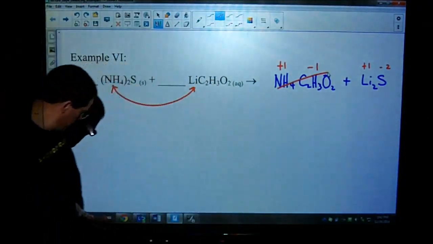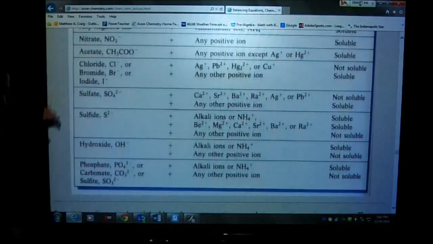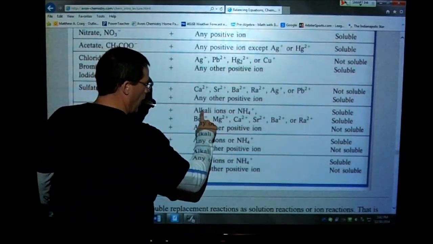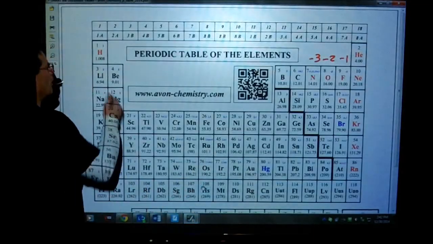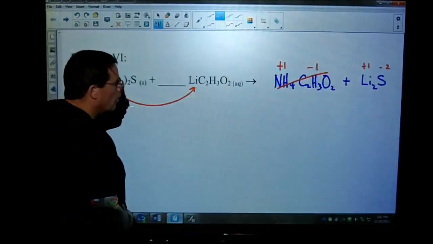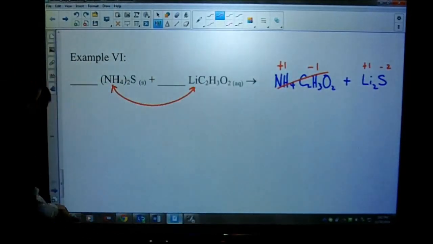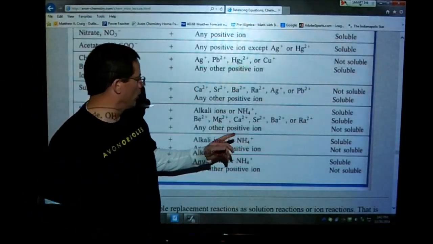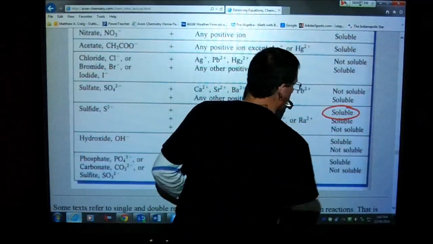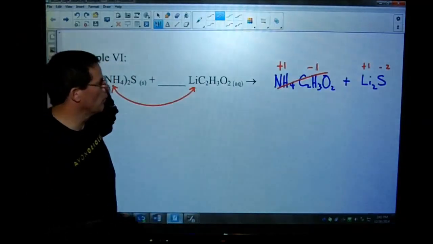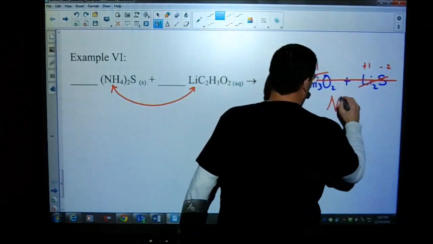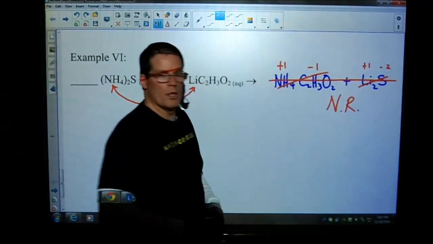The lithium sulfide, so find the sulfur, which is sulfide right here. And again, we're looking at lithium. Is lithium an alkali ion? In other words, is lithium in group 1A? Bam, there it is. So lithium is in group 1A, so that means that it too is soluble. Which means, since both of these are soluble, what kind of reaction do we have? Correct. You have no reaction.